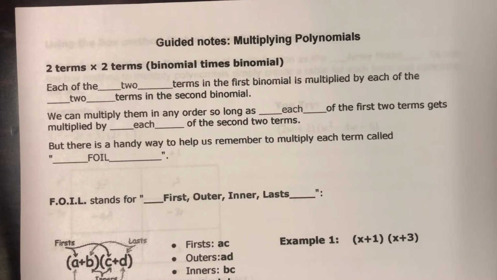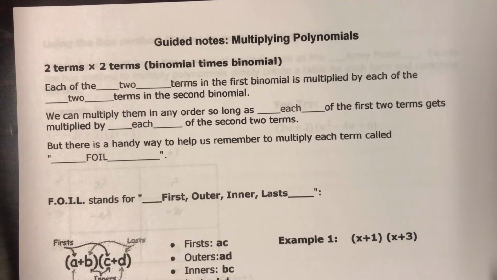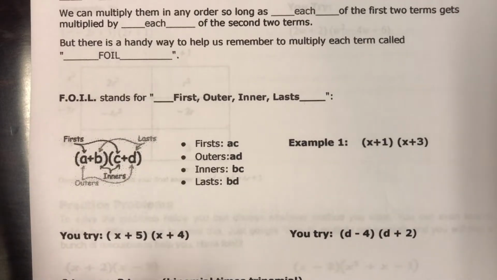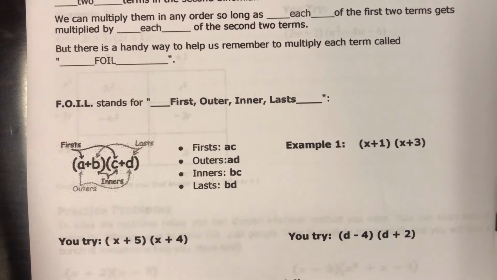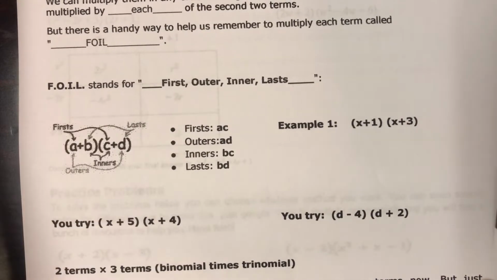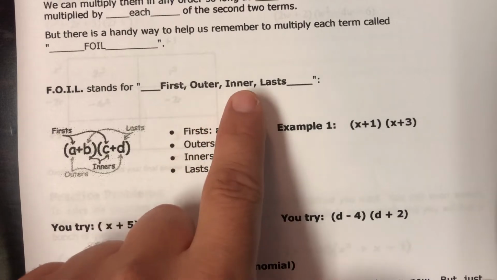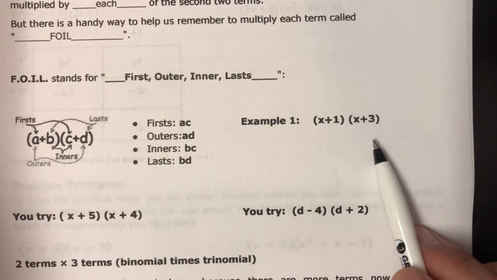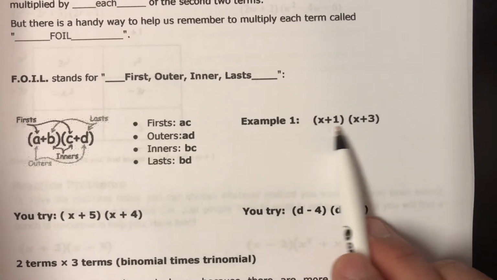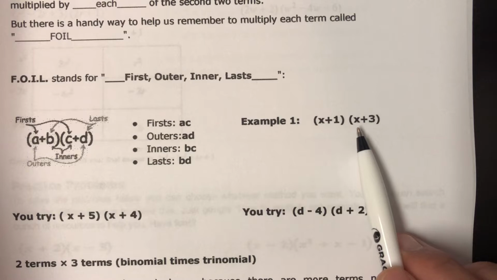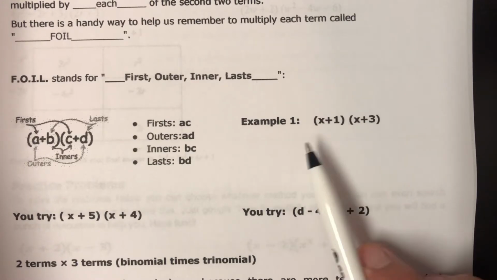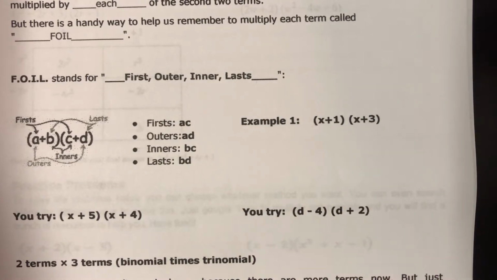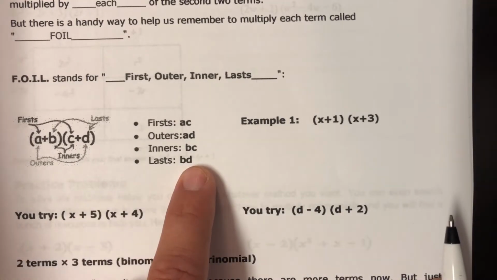But there is a handy way to help us remember to multiply each term called FOIL. Now, if this sounds like a bunch of blah, blah, blah to you, I'm going to explain, so don't worry. FOIL stands for first, outer, inner, and last, okay? So here's an example. Let's do this together. This is a binomial because it has 2 terms, and this is another binomial. So when we say multiplying 2 binomials, that's what it means. It looks like this.